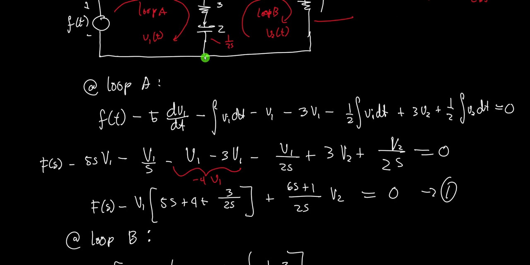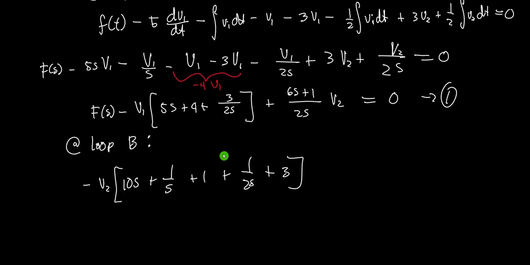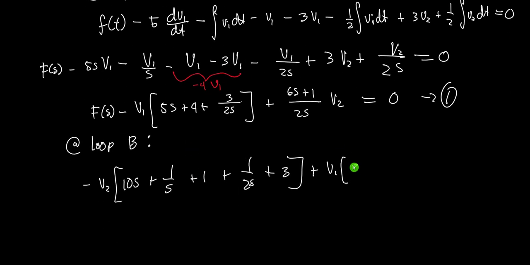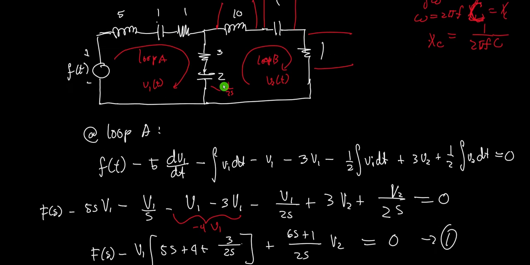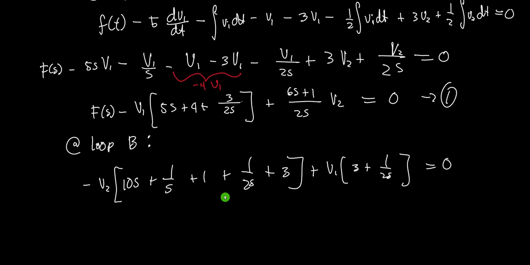Then because this is a common element, there's another loop current flowing through this one, so we need to add that one, so plus here, and that loop current is V1. Then the impedances here will be 3 plus 1 over 2s, and this should be equal to 0. Then we can solve for V1 here, because take note, this will be our equation 2.